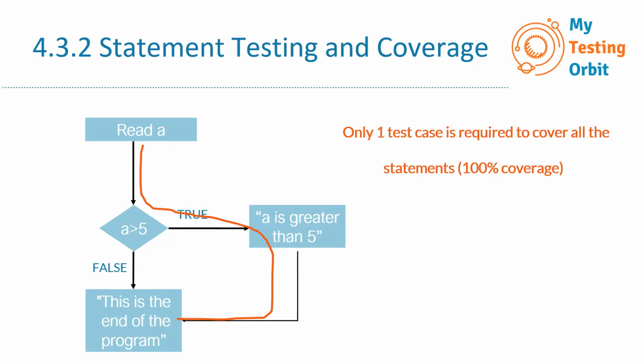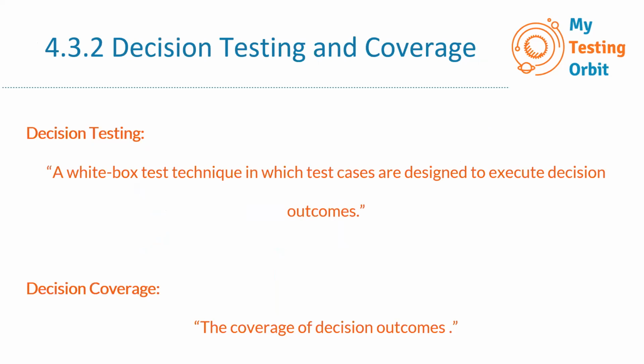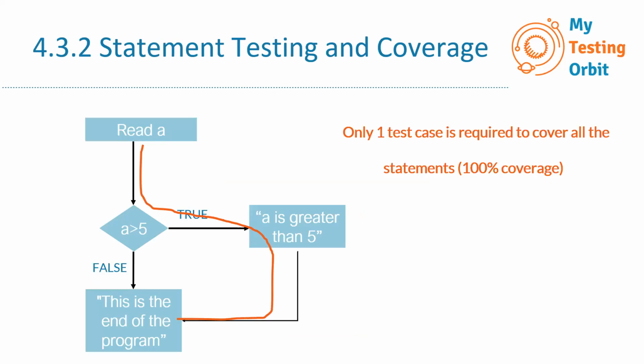Okay, so now the next type of testing is decision testing and coverage. We covered statement testing. Now the second one is decision testing and coverage. So in decision testing, it's a white box test technique in which test cases are designed to execute decision outcomes. And the decision coverage is the coverage of decision outcomes. Okay, what are decision outcomes? I'll take you back to this one.